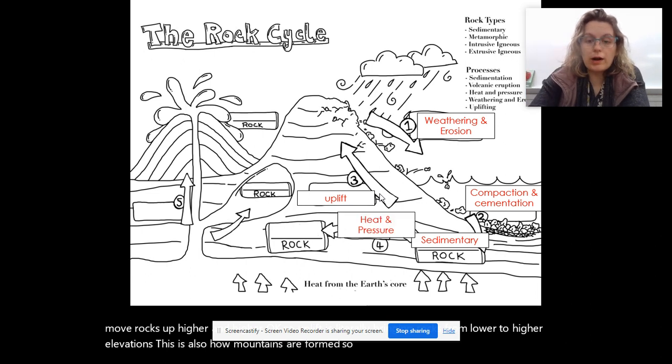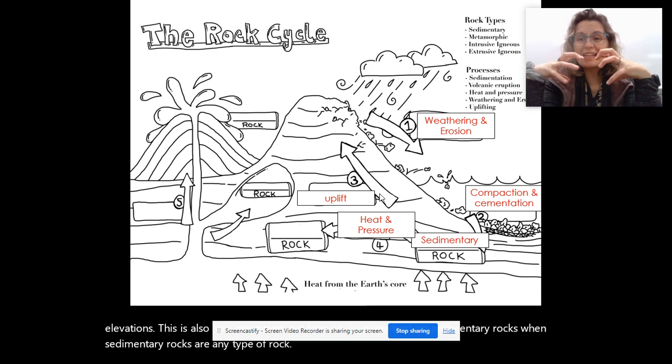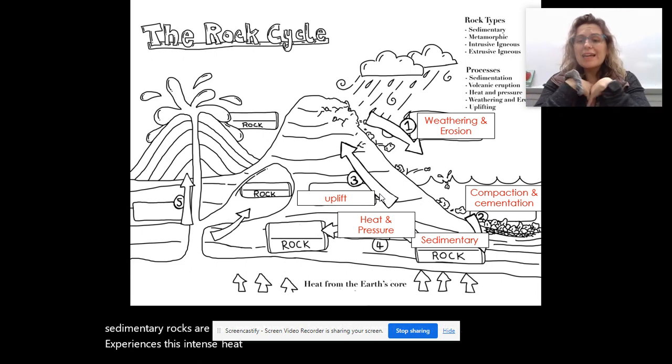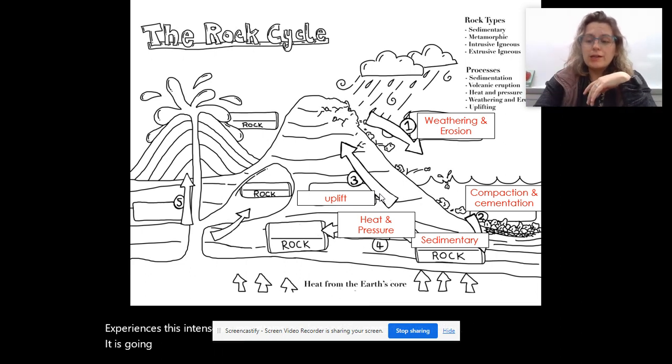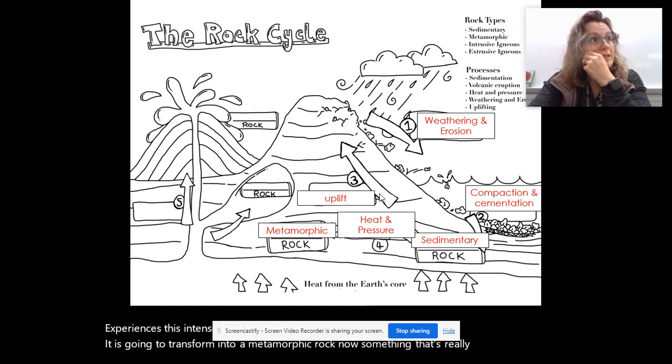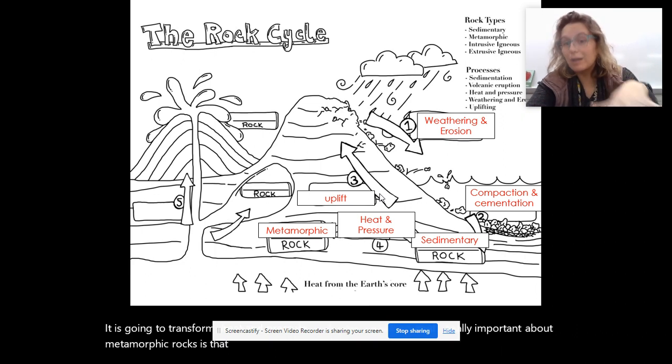So going back to sedimentary rocks, when sedimentary rocks or any type of rock experiences this intense heat and pressure, it is going to transform into a metamorphic rock. Now, something that's really important about metamorphic rocks is that metamorphic rocks do not melt.